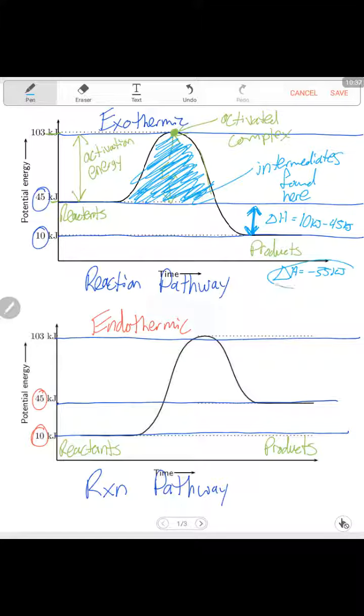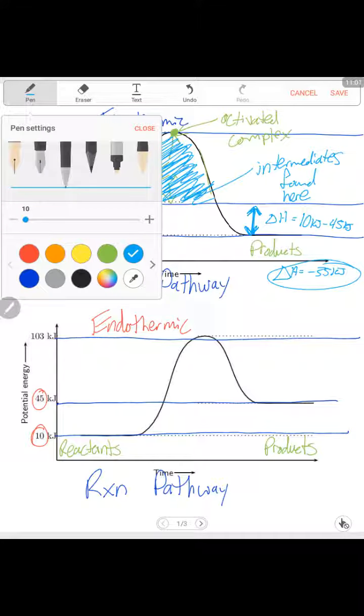Well, a negative delta H means we have an exothermic reaction. If it was positive, we would know that we've done something wrong. Exothermic reactions release that energy, they release that heat. So we've got to have a negative delta H in the end. Your products have to be lower than the reactants, so you're losing energy in that system for it to be exothermic.